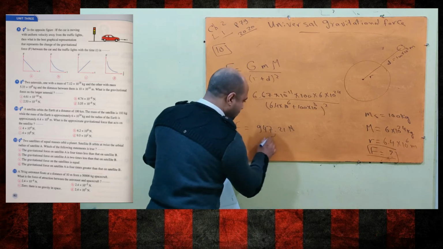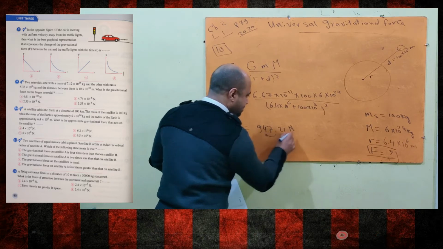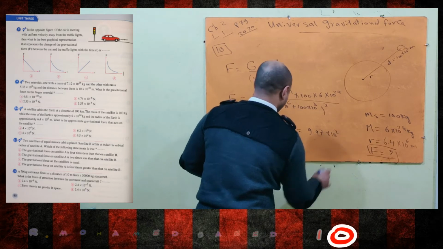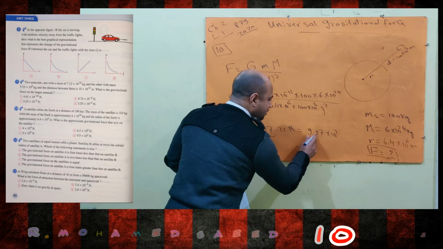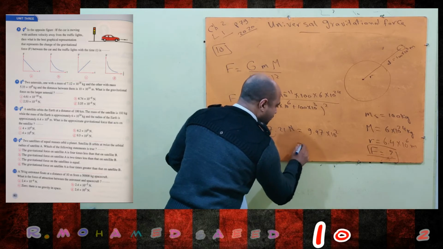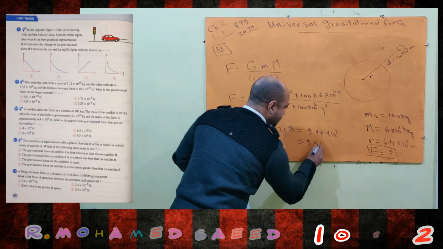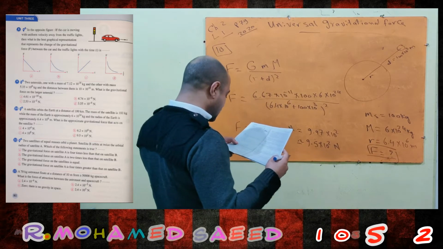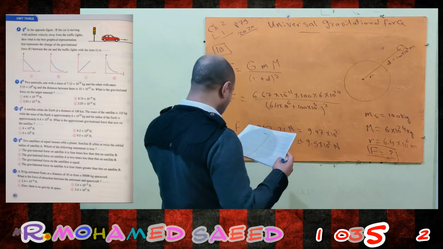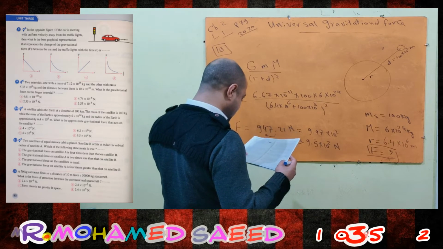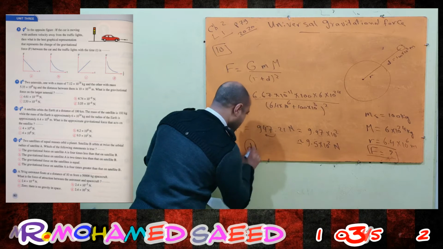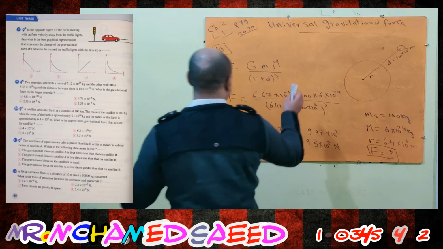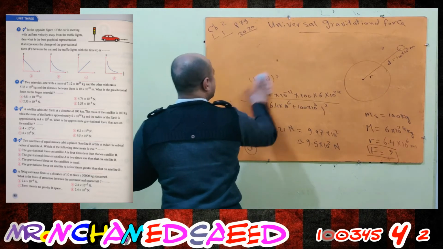9.5. We can move this decimal point to this place, equals 9.47 times 10 to the power 2, right? 9.47, approximately 9.5 times 10 to the power 2 Newton. So the true answer is D. Okay, the next question. Question 11.